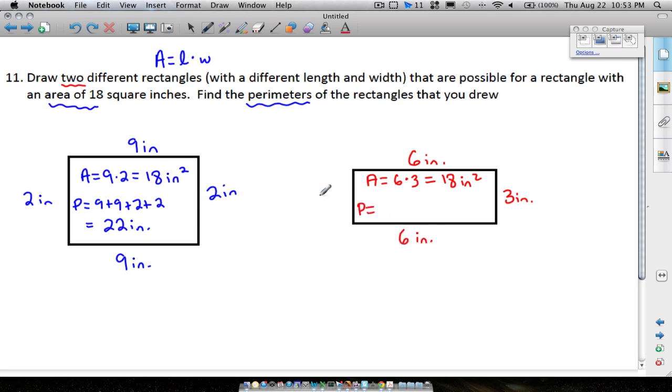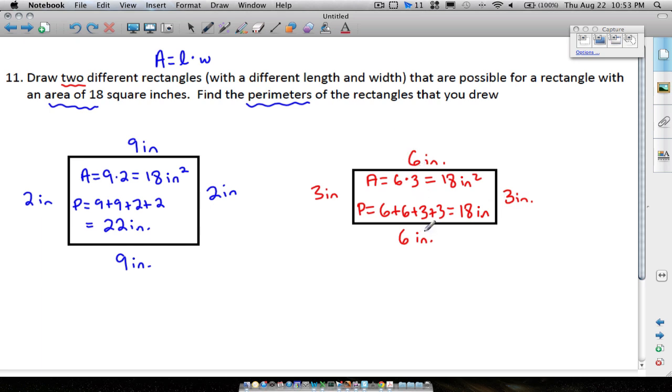We want to add up all our sides. So we have 2 6s, 6 plus 6, and 2 3s, so plus 3 plus 3. Adding everything together, 6 plus 6 is 12, 12 plus 3 is 15, 15 plus 3, oh look at that. The perimeter is also 18. Ironic, but hey, who said that couldn't happen? I didn't. Sometimes it will.